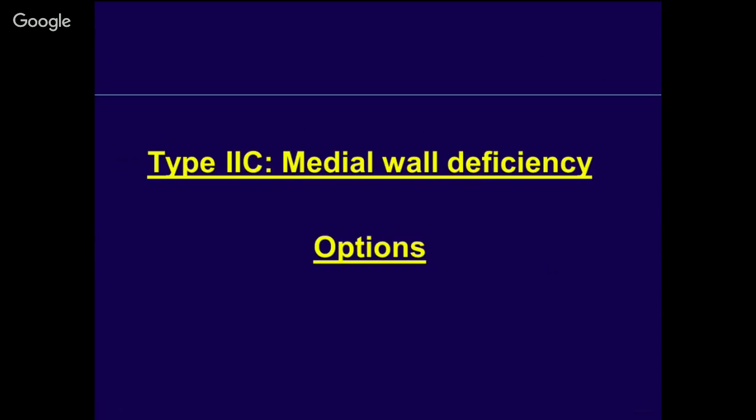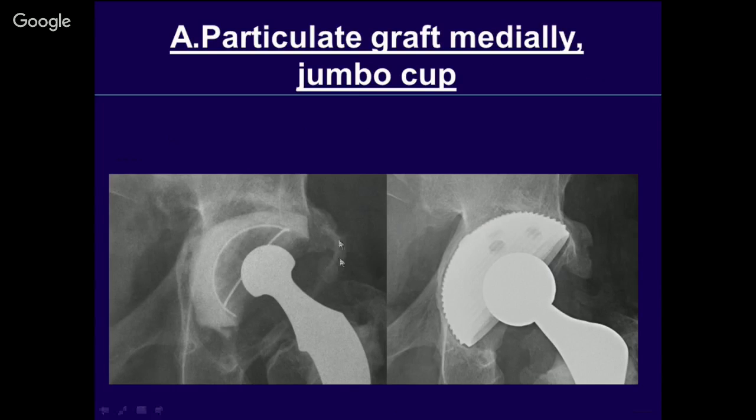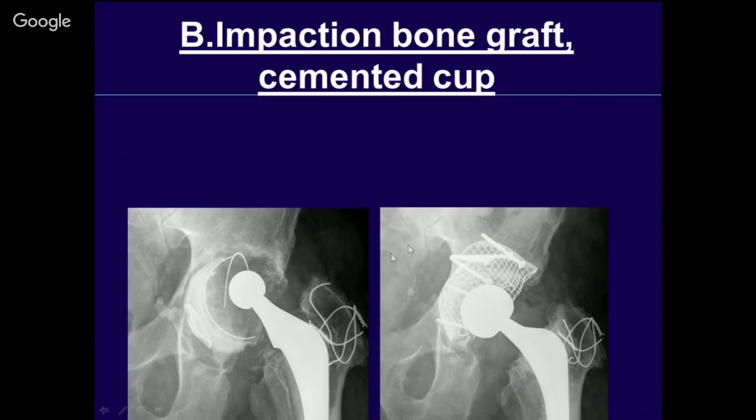And type 2C is a medial wall deficiency. So the option is to particulate the graft medially, that is for a type 2C deficiency. We place the graft over there, and we put a jumbo cup here. Then impaction bone grafting, this is a type 2C deficiency.